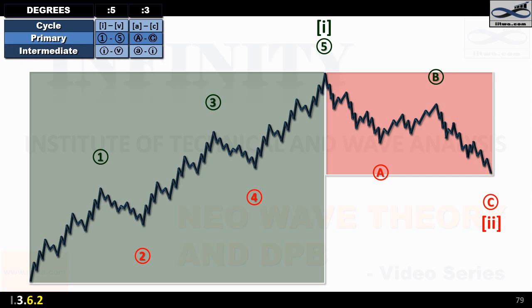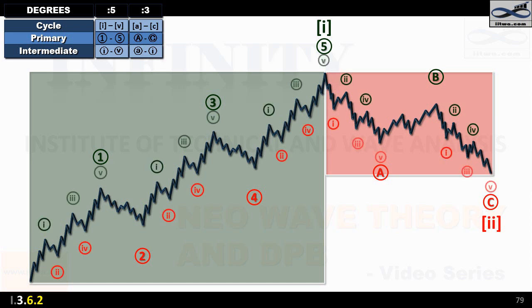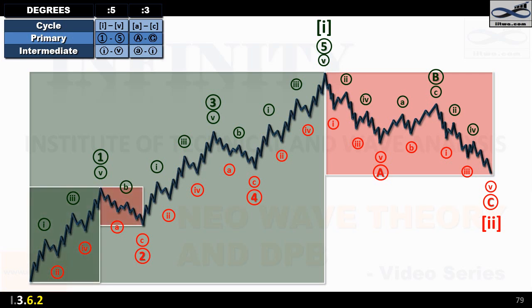Therefore, intermediate degree impulsive waves are shown with Roman numerals 1, 2, 3, 4, and 5 enclosed in circle, and corrective waves revealed with lowercase alphabets A, B, and C wrapped in circle. These intermediate degree waves build up an intermediate degree wave cycle, of which the impulsive phase has been shown with a medium-sized greenish rectangle, and the corrective phase shown with a medium-sized reddish rectangle.